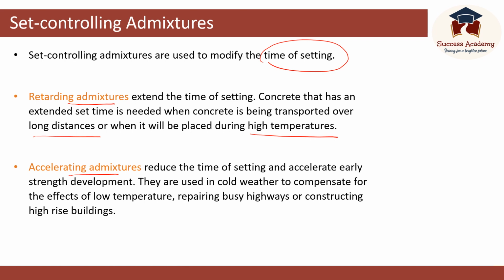Accelerating admixtures reduce the time of setting and accelerate early strength development. They are used in cold weather to compensate for the effect of low temperature, and we can also use them for repairing a busy highway and for constructing high-rise buildings.